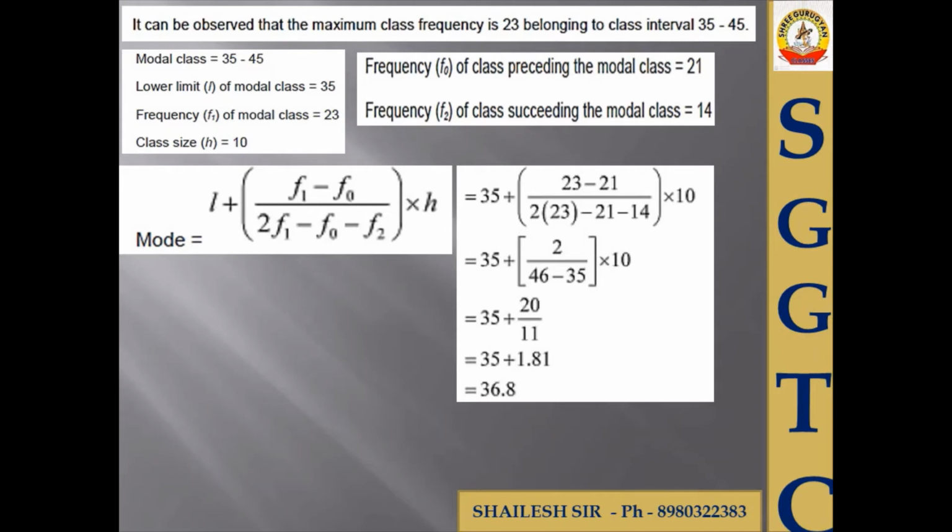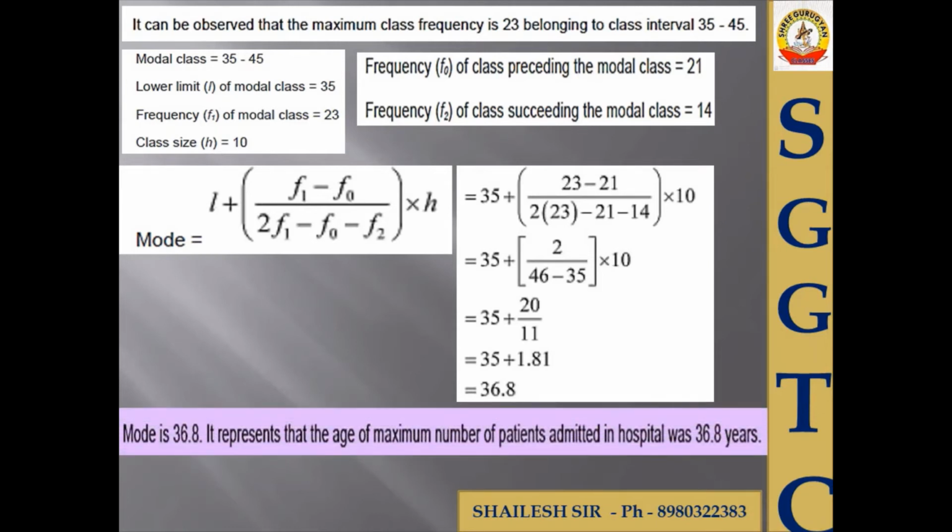Students, sometimes for the given frequency values the mean and mode are both equal, but they are not always equal, only sometimes. So here it is done. And lastly, write that the mode is 36.8. It represents that the age of the maximum number of patients admitted in the hospital was 36.8 years. Yes, students, it is compulsory to write the units, in years.